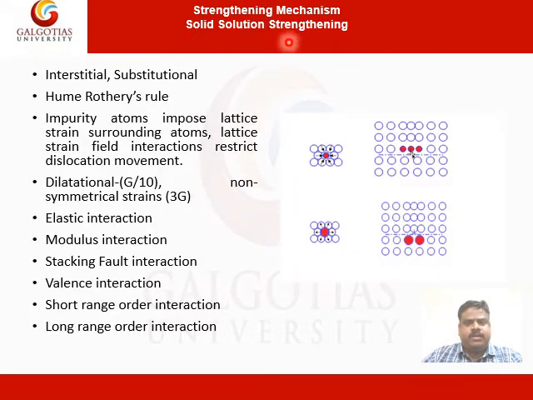Alloying, or solid solution strengthening, is one way to increase the strength of a material. Alloying is of 2 types. One is a substitutional solid solution, the other is an interstitial solid solution. In case of a substitutional solid solution, for example nickel and copper alloying, nickel atoms replace the lattice sites of copper atoms.